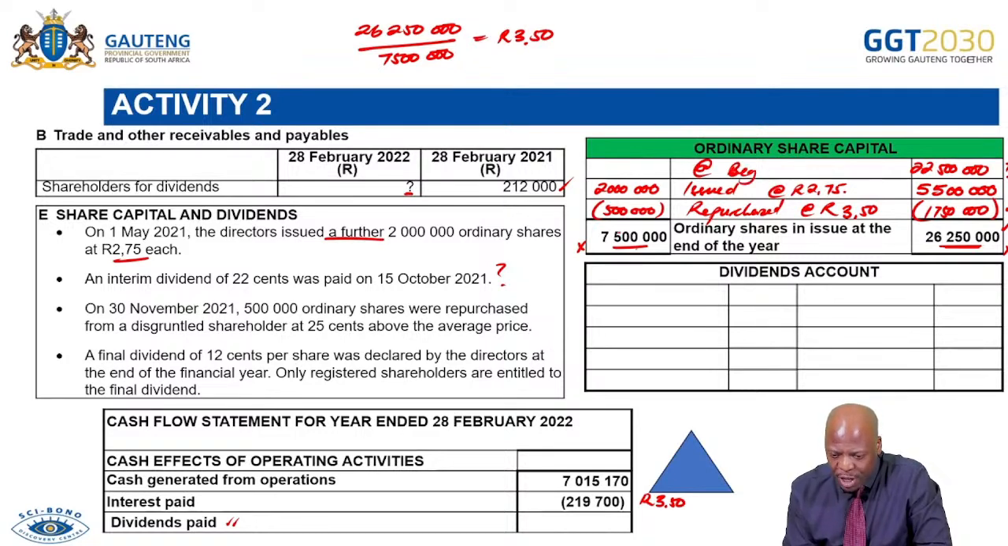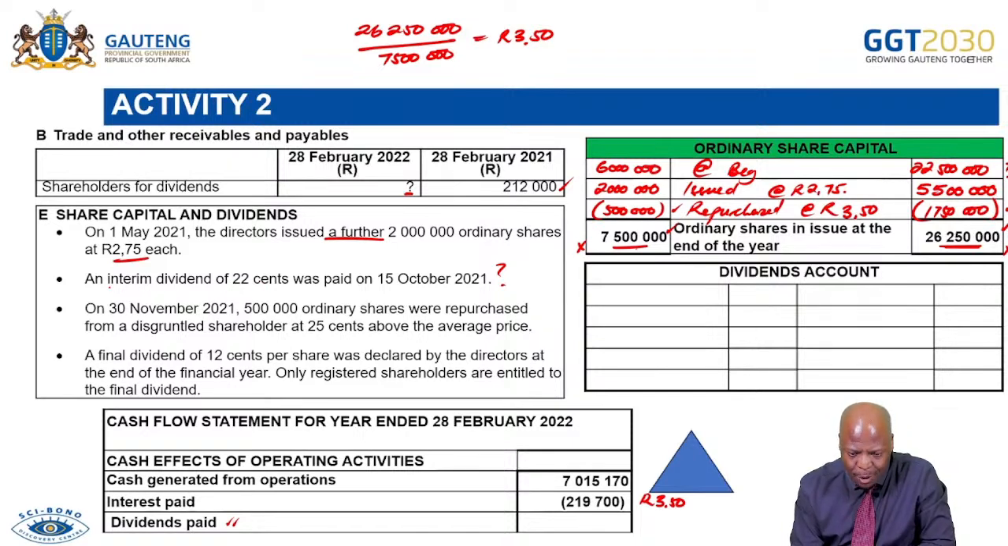So this is at the beginning. And now to get the number of shares, you're going to say your 7.5 plus the 500,000. That's your 8 million, minus 2 million. That will give you 6 million here now. Now we can address this aspect: an interim dividend of 22 cents was paid on 15 October. So 15 October is coming after a further. That simply means we had 6 million at the beginning and we issued a further 2 million to give us 8 million.